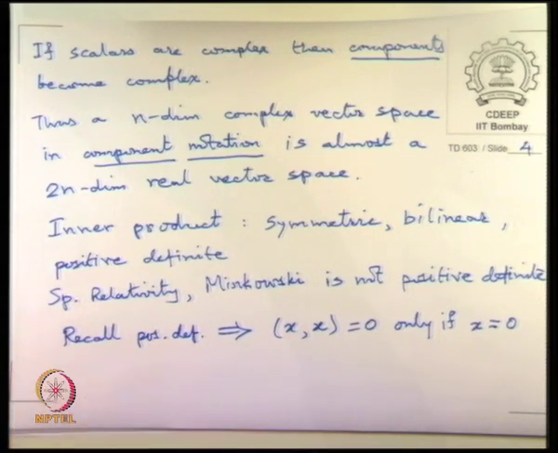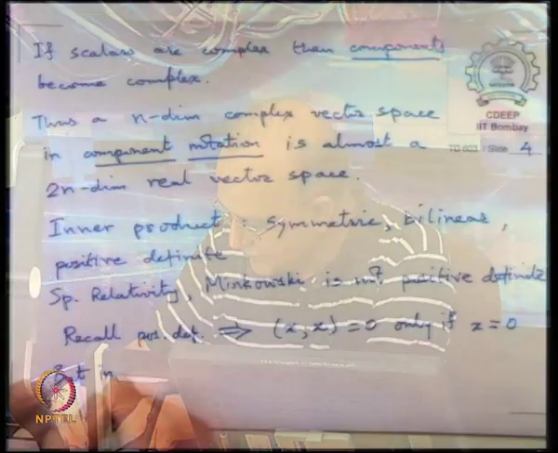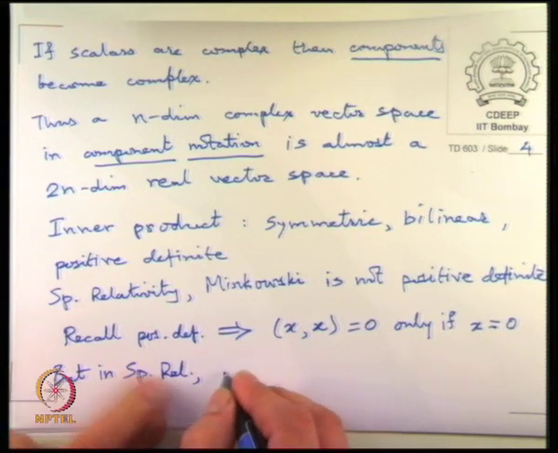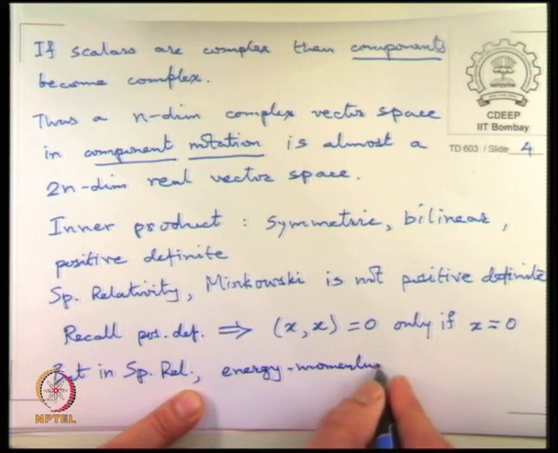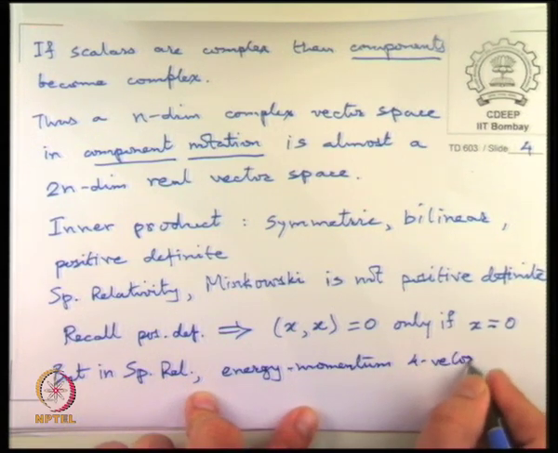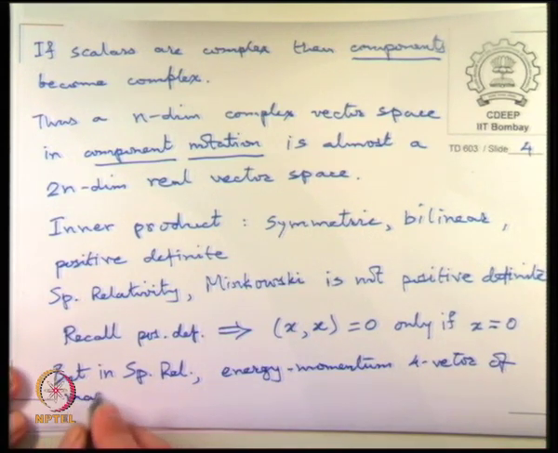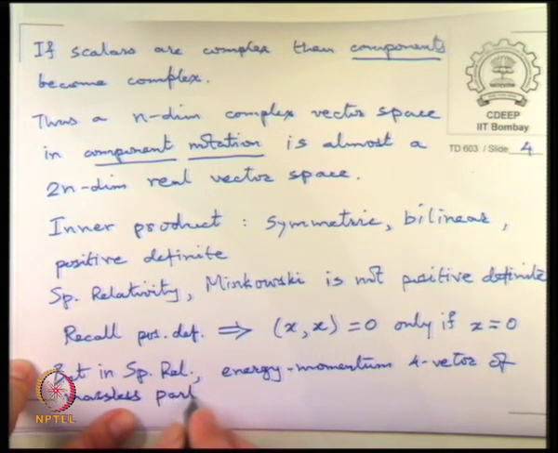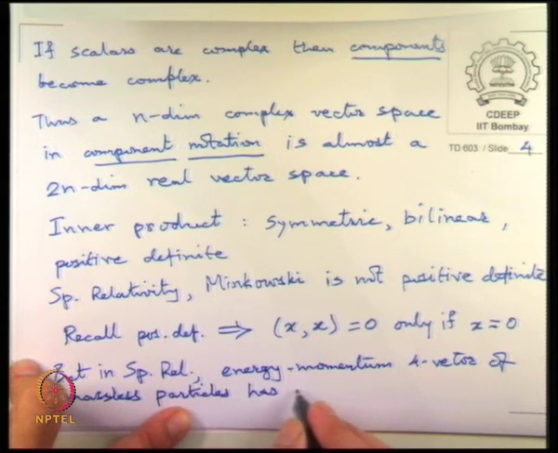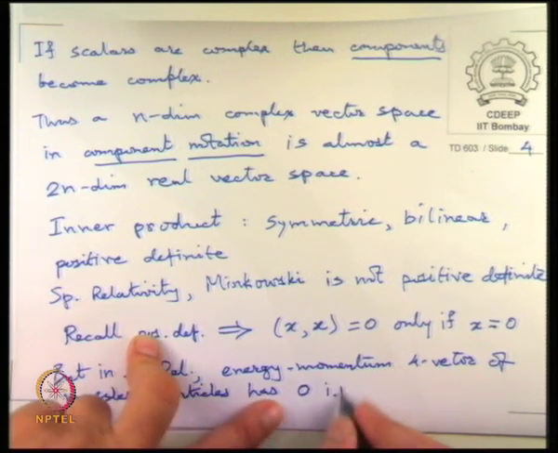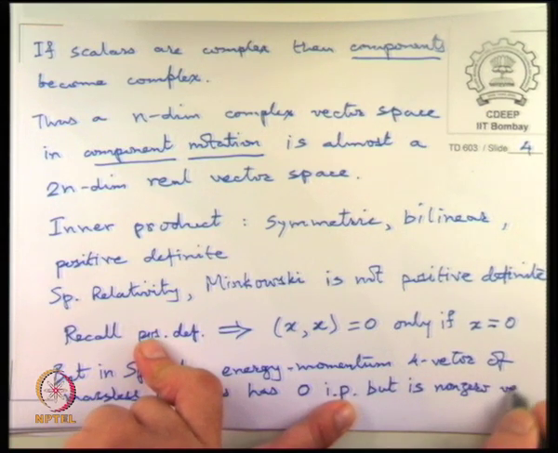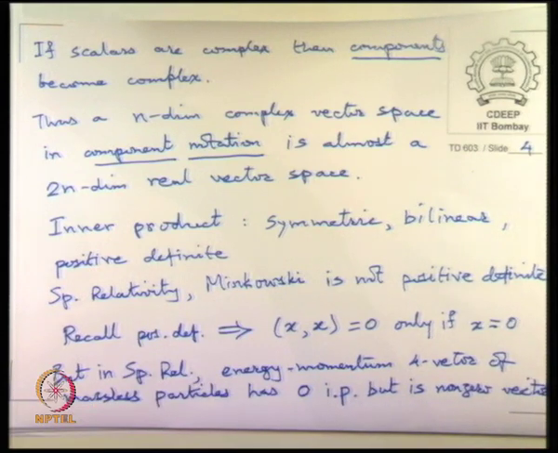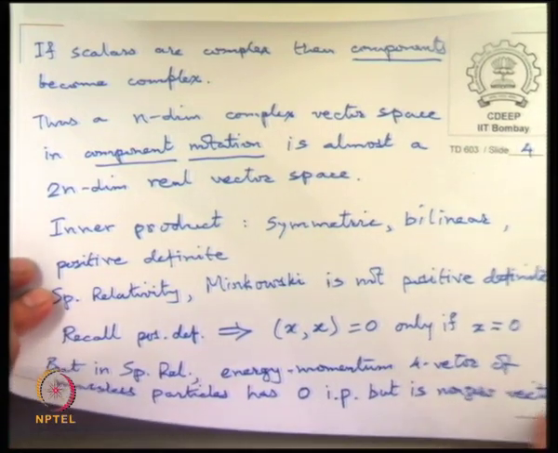But in Minkowski space, the direction of propagation of light or the energy momentum carried by light is a 0 magnitude Minkowski vector. The 4 vector of photons, of massless particles, has 0 magnitude but is non-zero. So, we will remember that distinction and carry it on later.